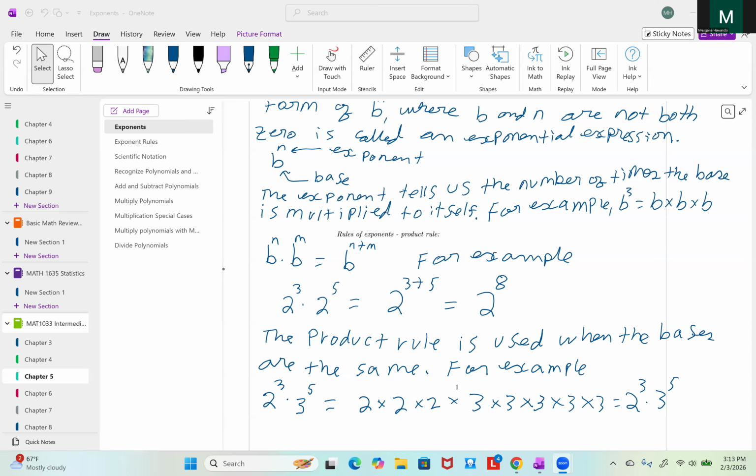The product rule is used when the bases are the same. So for example, 2 to the power of 3 times 3 to the power of 5. In this case, 2 to the power of 3 is 2 times 2 times 2, and 3 to the power of 5 is 3 times 3 times 3 times 3 times 3, which is 5 times. This is equal to 2 multiplied by itself 3 times, so 2 cubed, times 3 multiplied by itself 5 times, 3 to the 5th power. So you can see the results remained the same here.